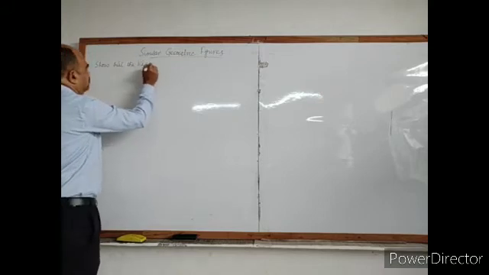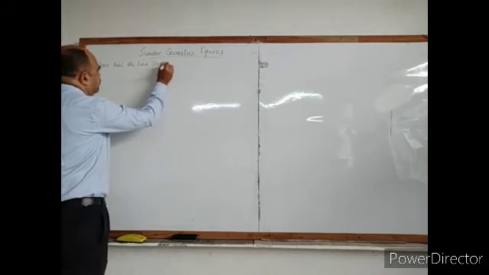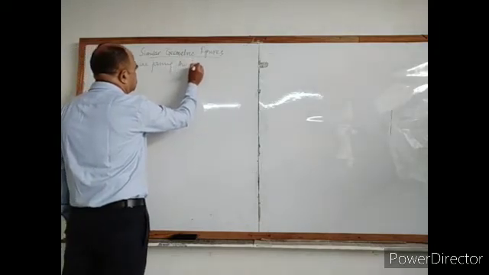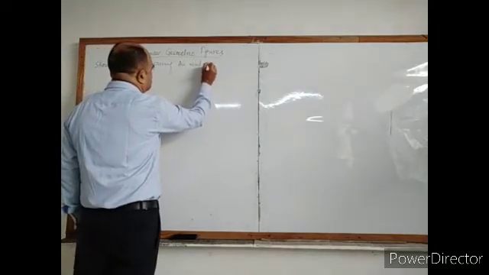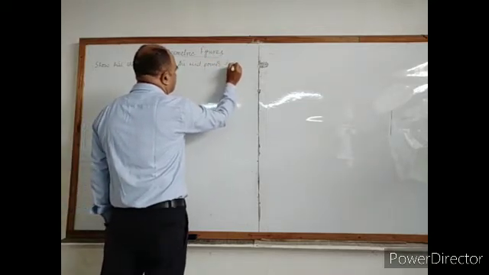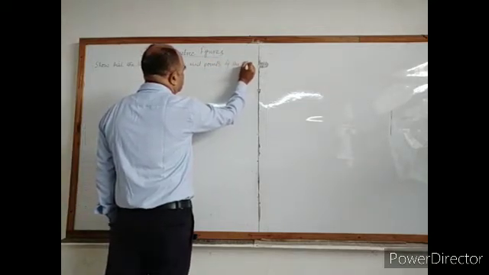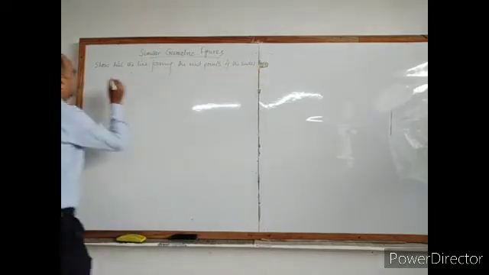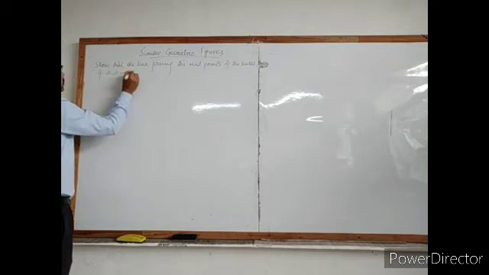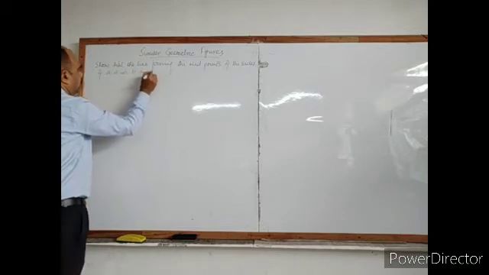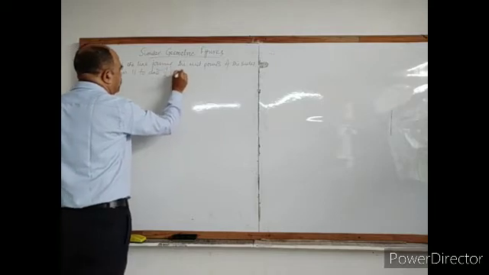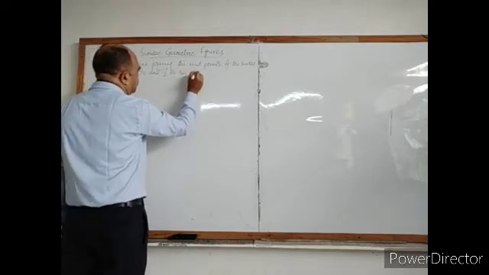So that the line joining the midpoints of the sides of a triangle is parallel to and half of the third side.